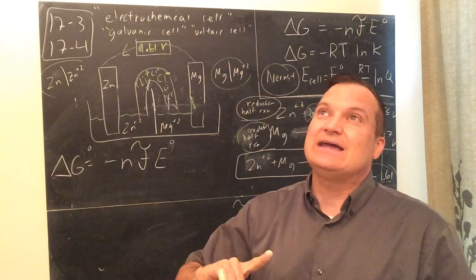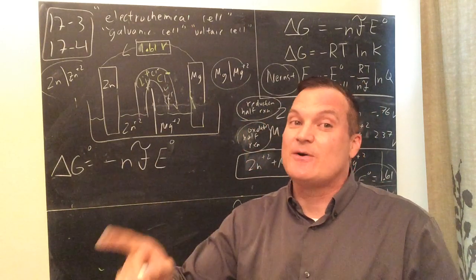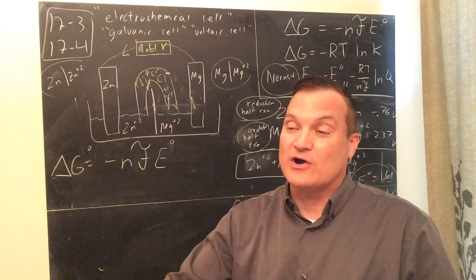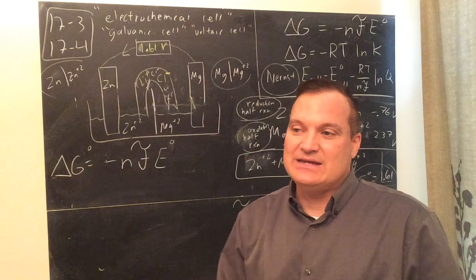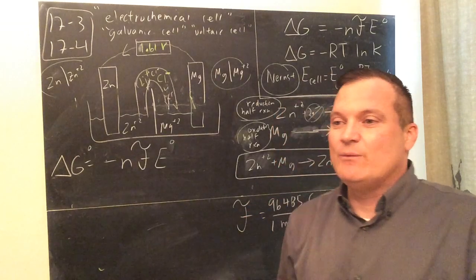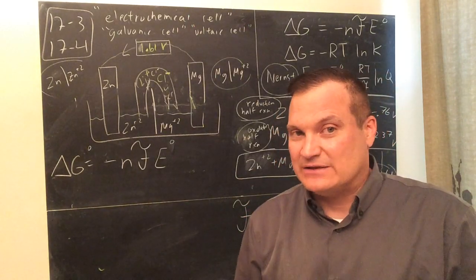If delta G is negative, it's spontaneous. That means it is thermodynamically favorable. It will occur. If delta G is positive, that means it is not spontaneous in that direction forward. It will not be thermodynamically favorable.